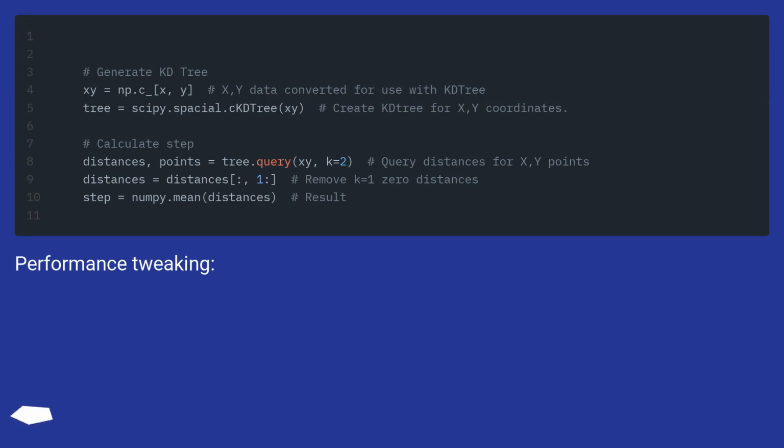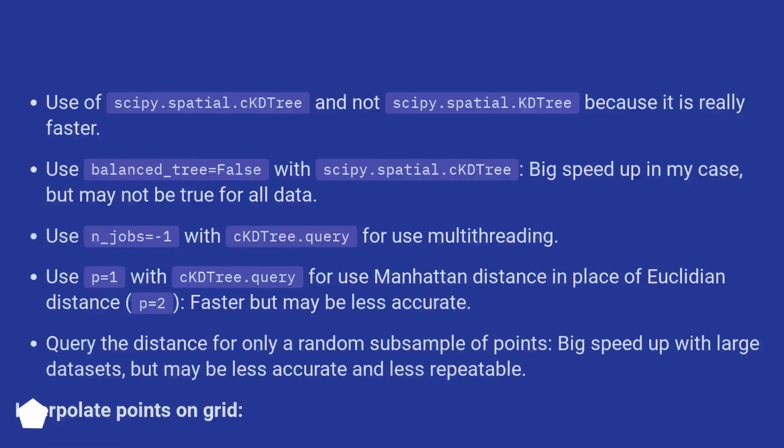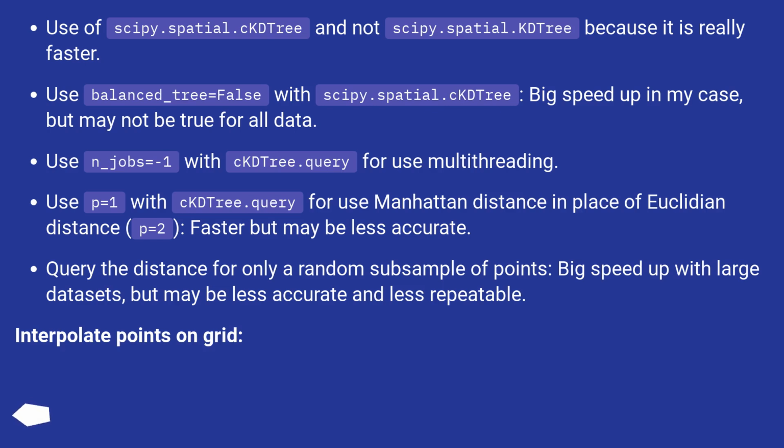Performance tweaking. Use of scipy.spatial.cKDTree and not scipy.spatial.KDTree because it is really faster. Use balanced_tree equals False with cKDTree, a big speed up in my case, but may not be true for all data.